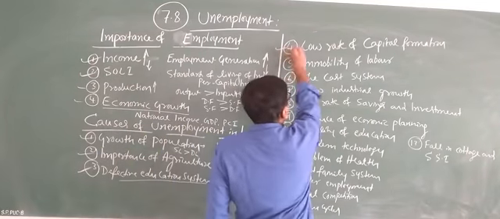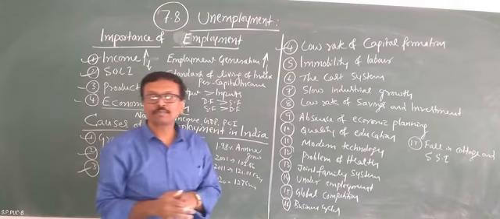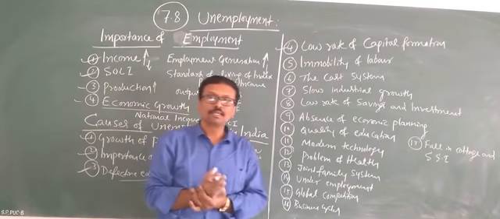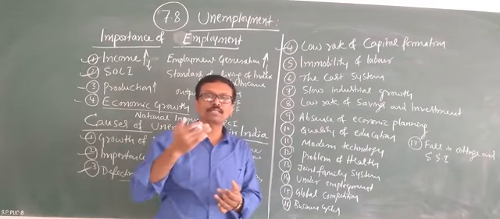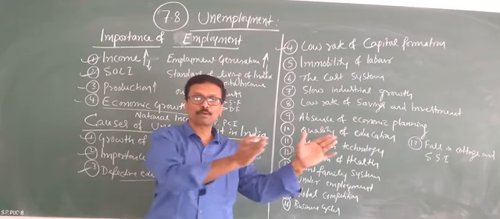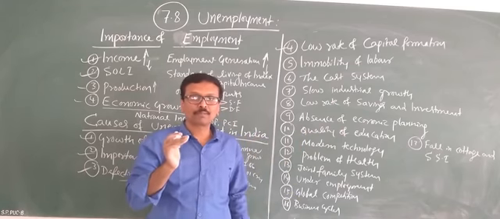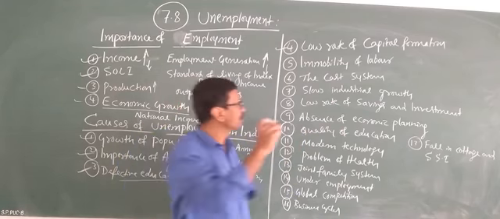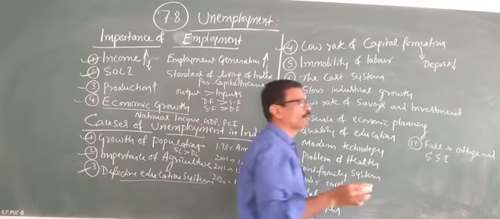Then, low rate of capital formation. Capital formation is nothing but capital accumulation. Capital formation is very useful for the development of industries, and development of industries leads to greater employment opportunities for the people. Capital formation is gradually decreasing. It is nothing but deposit mobilization. The deposit mobilization in the banks is gradually decreasing as the unemployment problem arises.